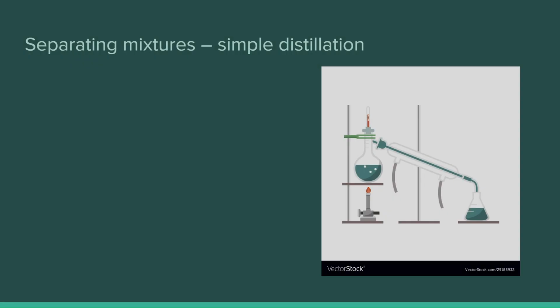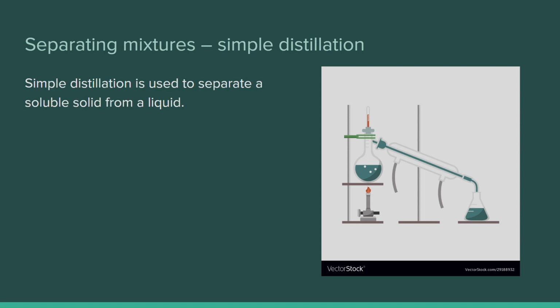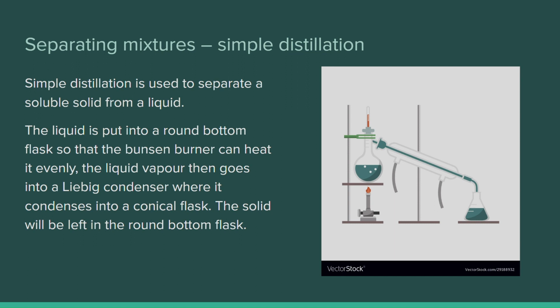And there's also simple distillation, where you get the soluble solid and the liquid, so you don't just lose the liquid. The liquid is put in a round bottom flask so that it can be heated evenly by the Bunsen burner. Then the liquid vapor goes into a Liebig condenser, I'm not sure how to pronounce that, and it condenses into a conical flask, and the solid will be left in the round bottom flask while the conical flask has the liquid.